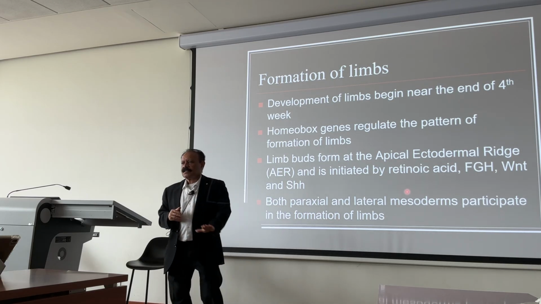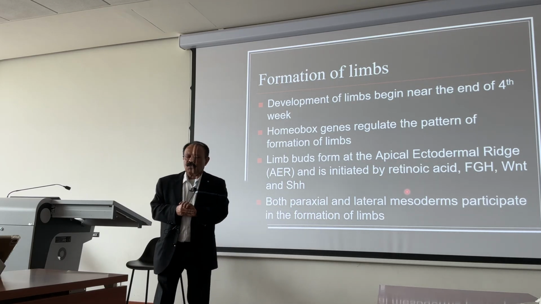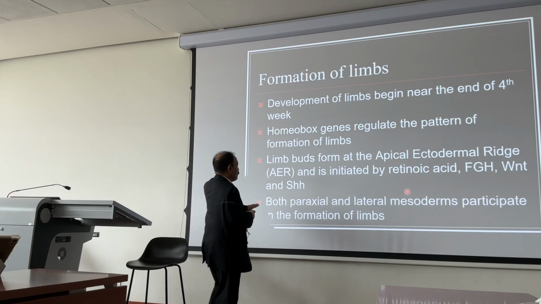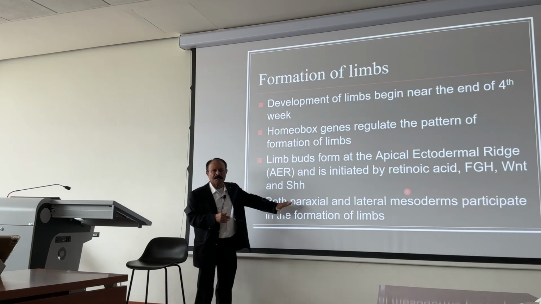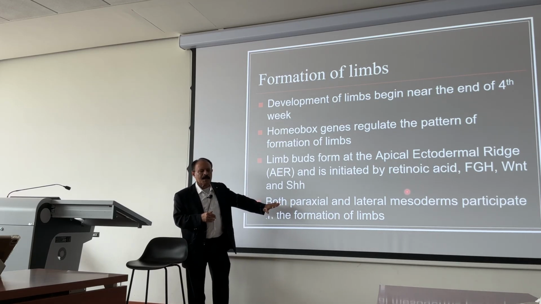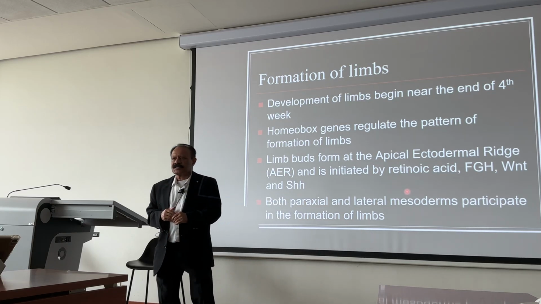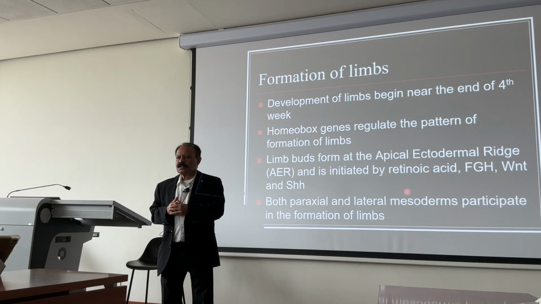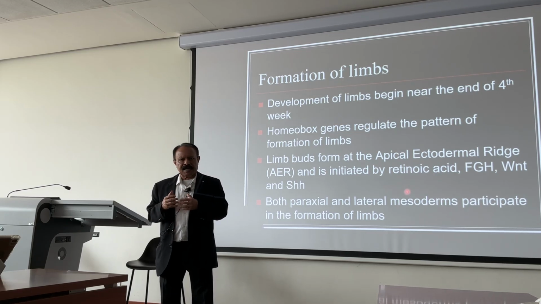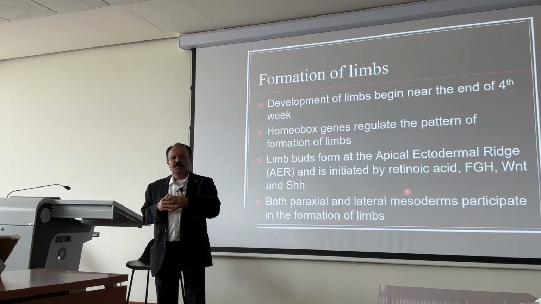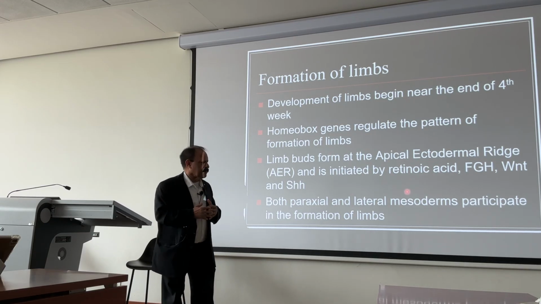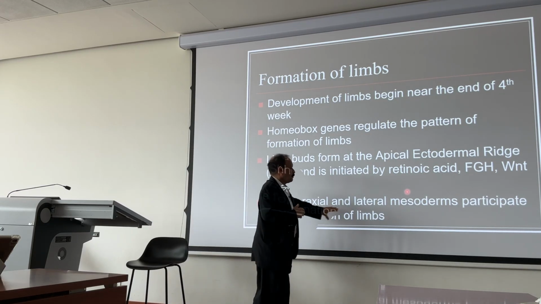Tonight, you have to understand what Dr. Paul is talking about. Why paraxial mesoderm? Because of the myotome. Why lateral mesoderm? Somatic part especially, because of the bone and the connective tissue. Both somatic and splanchnic, the lateral plate, participate in the formation of the limb from the lateral mesoderm.